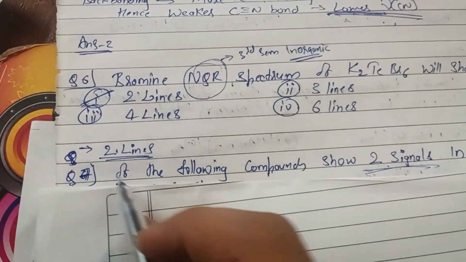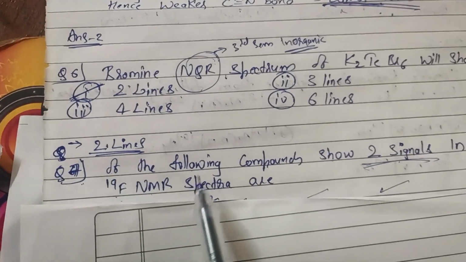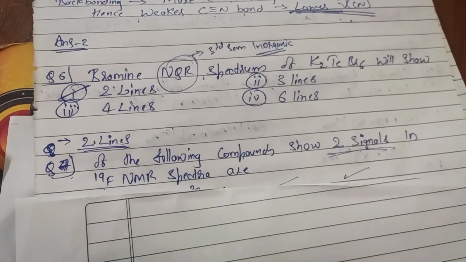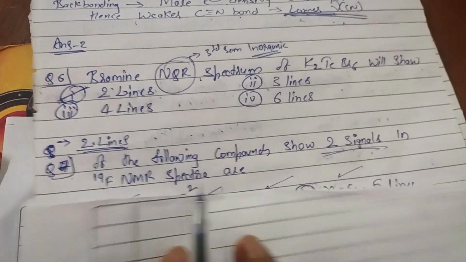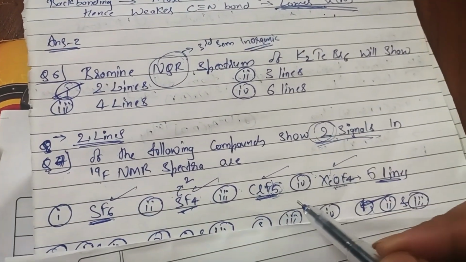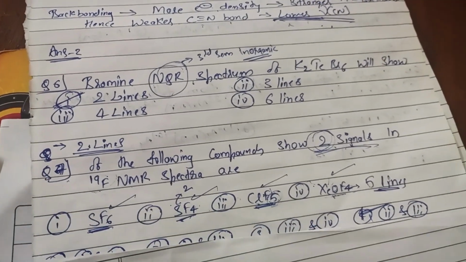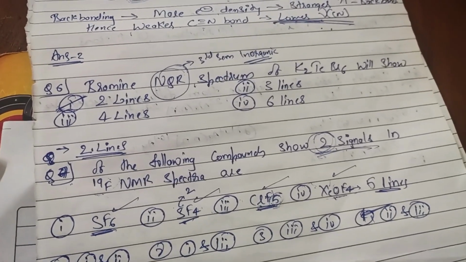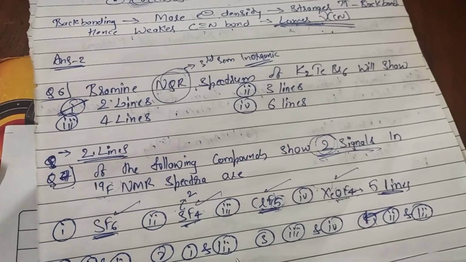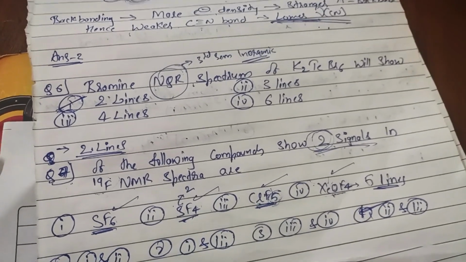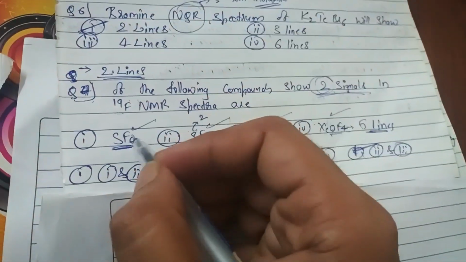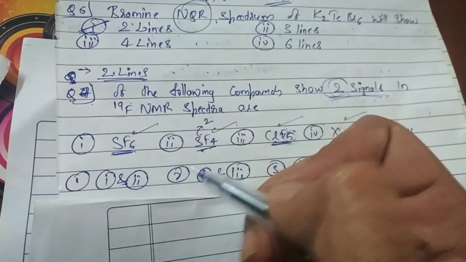So question number 7, let us discuss: which of the following compounds will show two signals in fluorine NMR spectra? The options are 1 and 2, or 1 and 3, or 3 and 4, or 2 and 3. We have to know the structure of these.